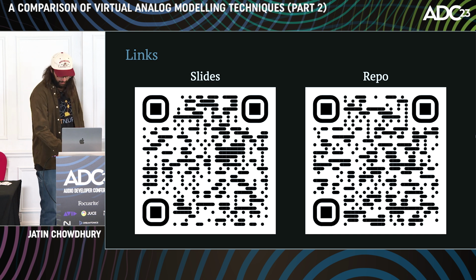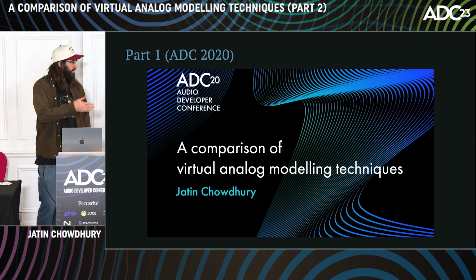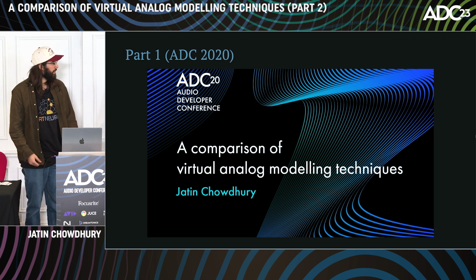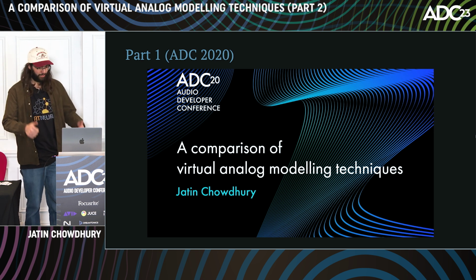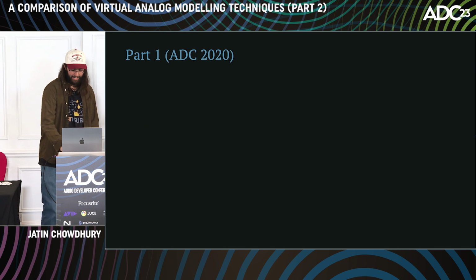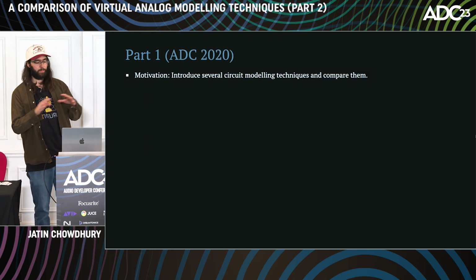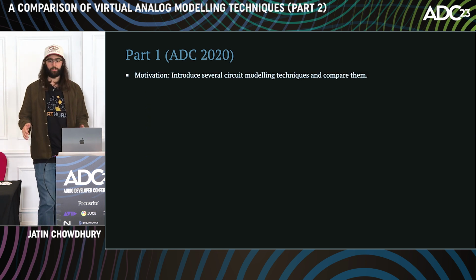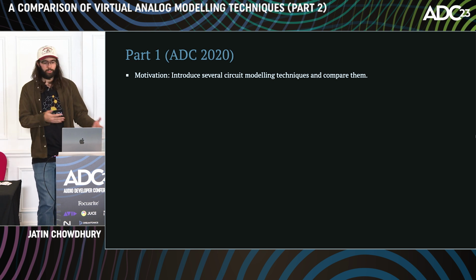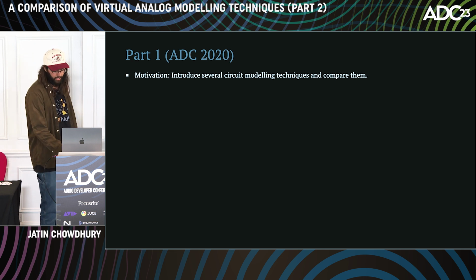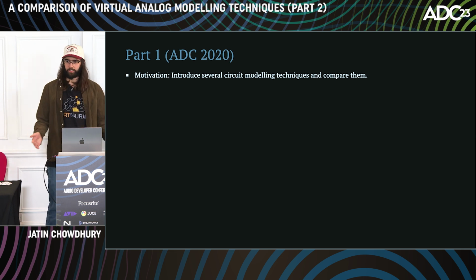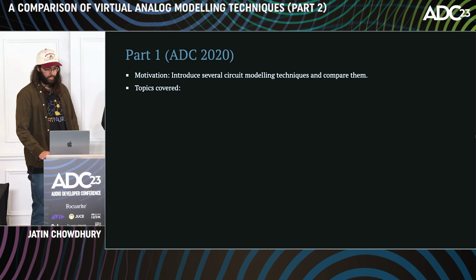Cool, so this is part 2 of a talk that I gave in 2020. At that time, it was just me. This time, we've got Chris, so it'll be better. And the idea for that original talk was to talk about a bunch of different circuit modeling techniques. I noticed that in a lot of more academic papers, people seem to have very strong preferences for what they thought was the best modeling technique. I was learning about all of them and trying to understand what's better about this one or that one. So I wanted to present them all and give people an intro to a bunch of different things.